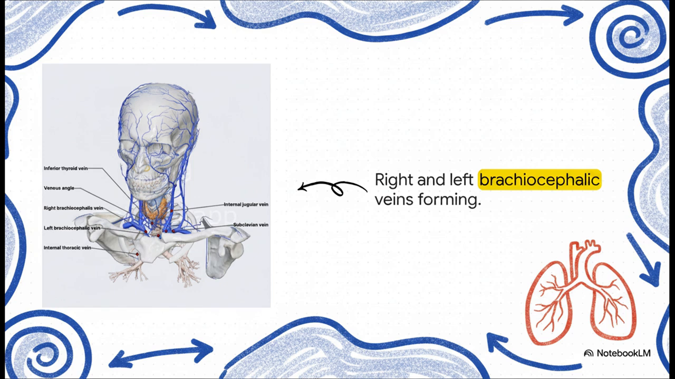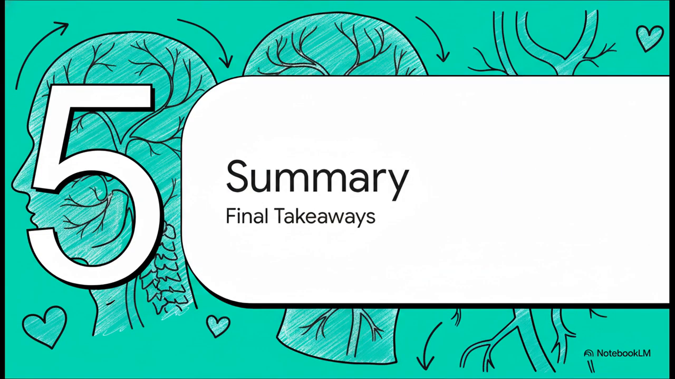Ultimately, both of these valveless vessels join together in the upper thorax. Their job? To funnel all of that systemic blood directly into the superior vena cava, which then dumps it straight into the right atrium of the heart. Journey complete. Section 5, Summary and Final Takeaways.